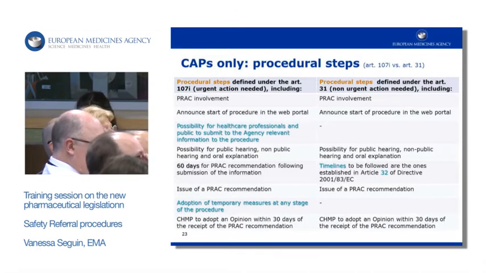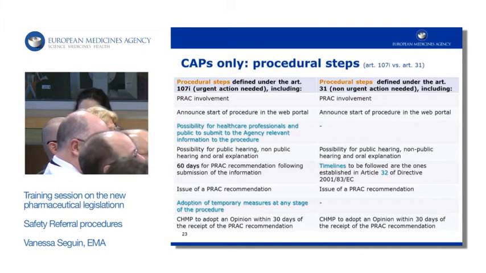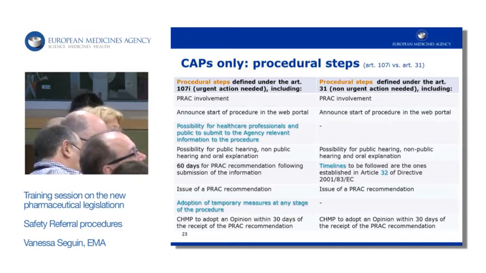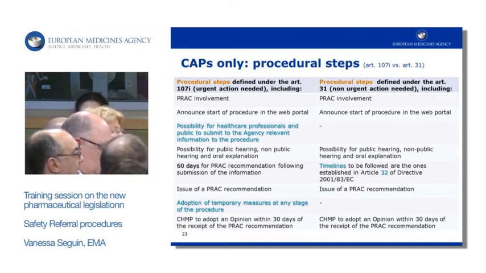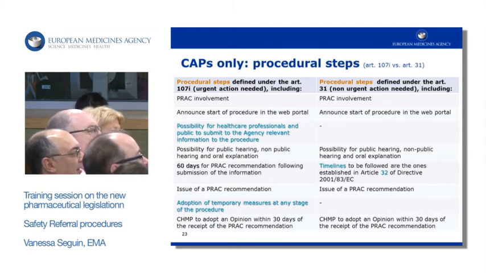Just here, I thought it would be of some help for your specific interest to have in a tabular format the comparison between 107I and 31, which is absolutely along the lines that Annabella was telling you before. So for the 107I, she described the possibility for healthcare professionals and the public to submit relevant information to the agency on the procedure through submission of data. In the case of the 107I, that applies. In the case of the 31, that will not be the case.